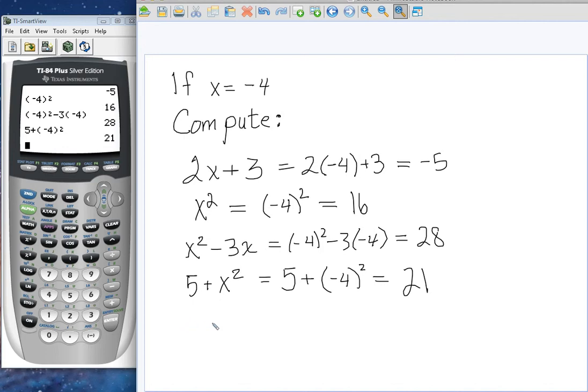So the key is, whenever you need to substitute a negative number for a variable in an equation, always put that number in parentheses.